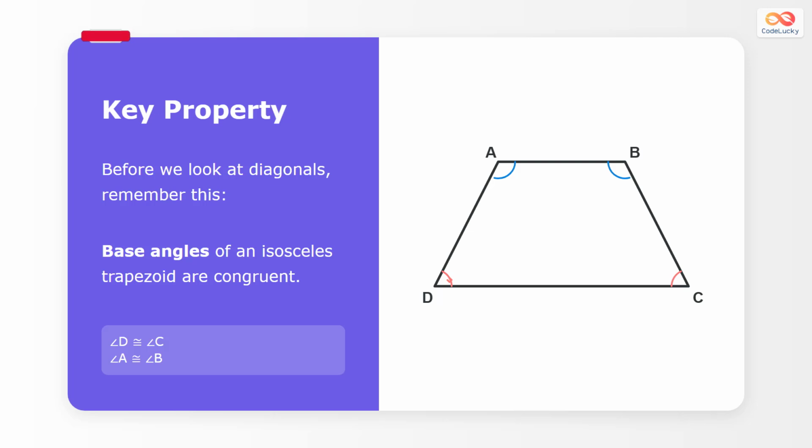Before we talk about diagonals, there is a key property you must know. In an isosceles trapezoid, the base angles are equal. This means angle D is congruent to angle C, and angle A is congruent to angle B. We will use this fact shortly.